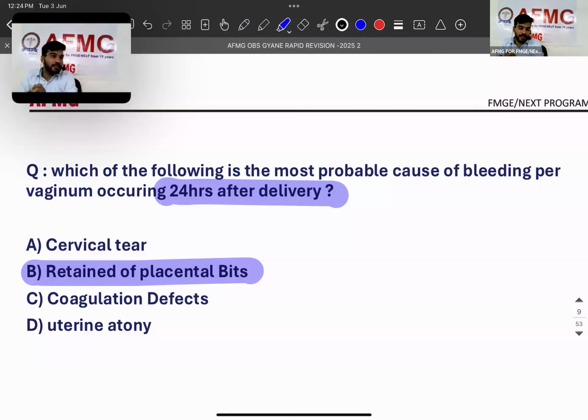Yes? Can we discuss now postpartum hemorrhage? Yes. What is postpartum hemorrhage? After the delivery till 12 weeks. Now, this postpartum hemorrhage is a complication of which stage of labor?